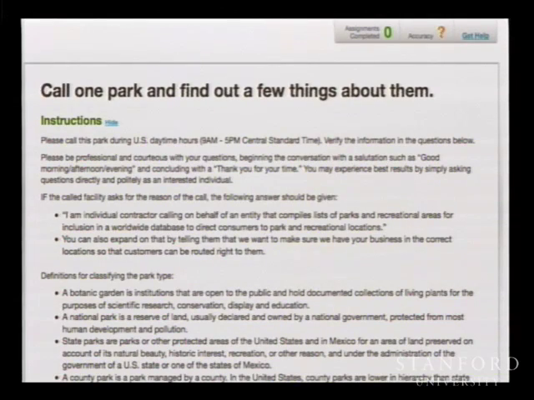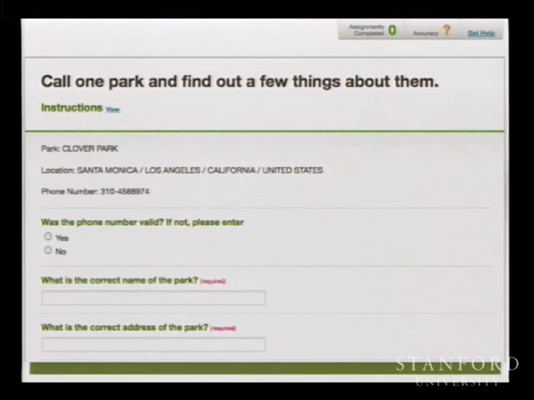So this is what our interface looks like. There's a big set of instructions, and then a set of questions. And you can see up on the top, we've put in some gameplay elements. So there's assignments completed, and we have a leaderboard, and we have levels that you go through. And it's interesting to see how that leaderboard and level stuff is compelling for people that you might think are just there to make money.